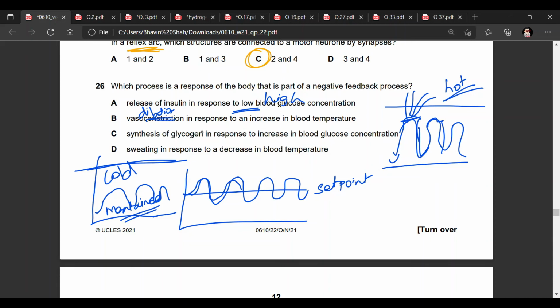What is the adaptive feature of xerophytes? Okay, so who are xerophytes? Xerophytes, as we can understand, are the desert plants. So look at the diagram provided over here. These are the adaptations of a desert plant.